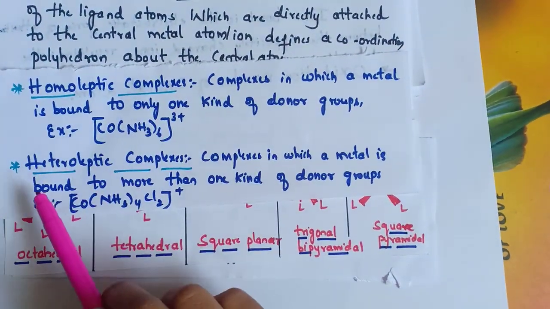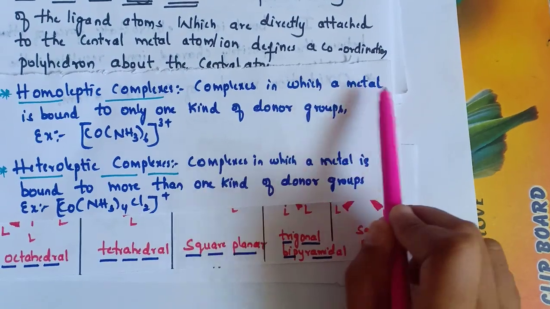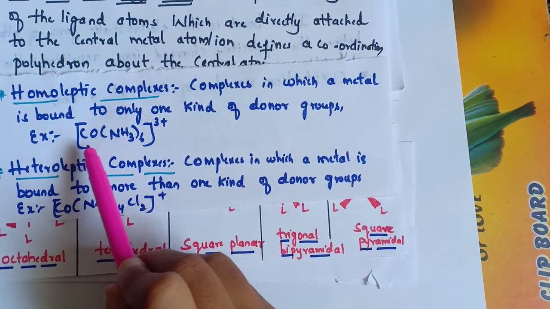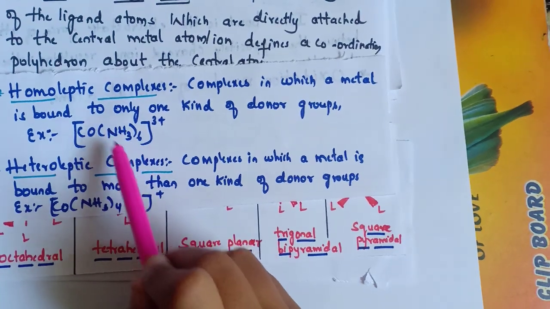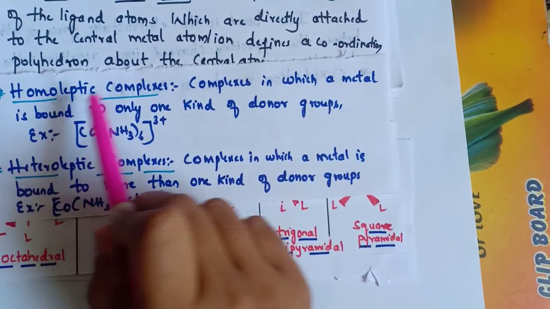And finally, homoleptic complexes and heteroleptic complexes. Homoleptic complexes are complexes in which a metal is bound to only one kind of donor atoms. Here the Co is directly bonded to only one kind, that is NH3. Only one kind of ligand. It is called homoleptic complexes.